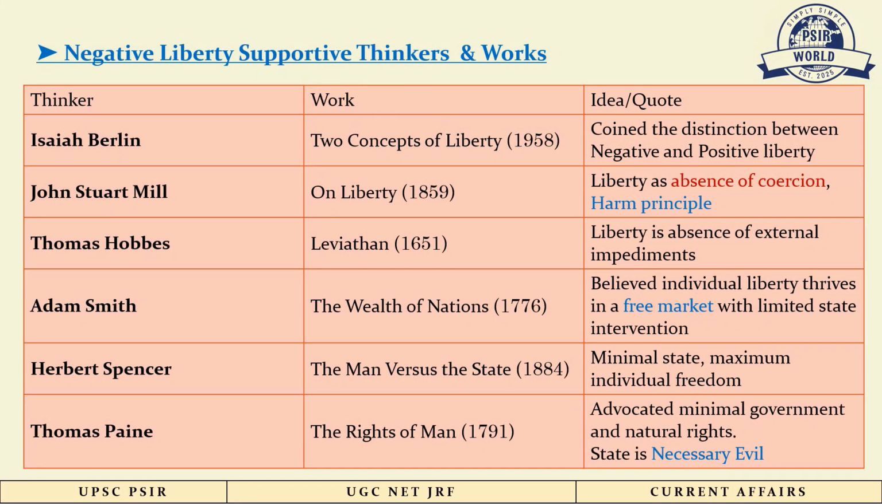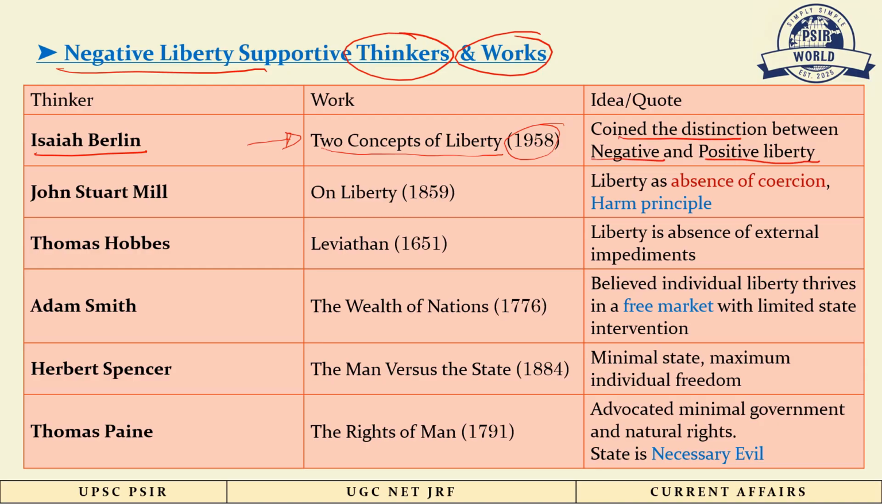So let us discuss the thinkers who support negative liberty and their works. So Isaiah Berlin, his most important work is Two Concepts of Liberty, 1958. This is the lecture which I was talking about. So remember this name, Two Concepts of Liberty, year 1958. He coined the distinction between negative and positive liberty.